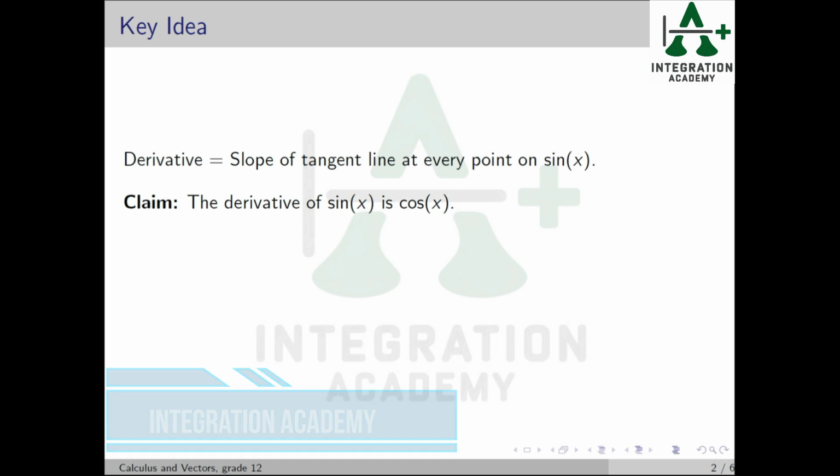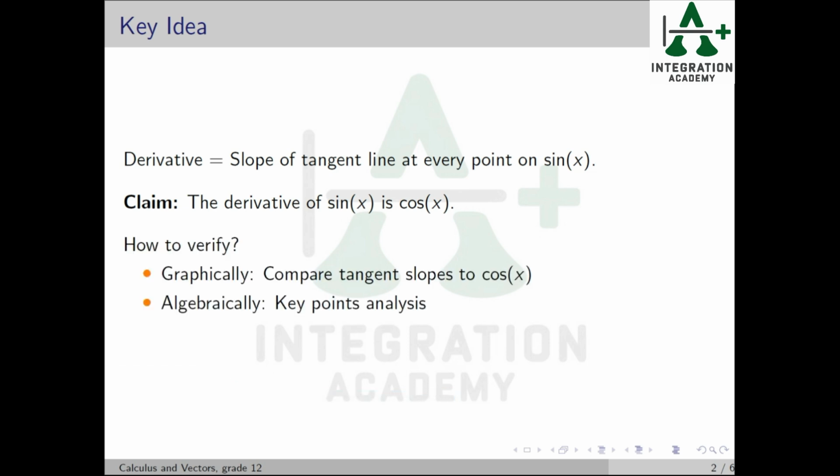How can we verify this? First, graphically, by comparing the slopes of sine's tangents to the cosine curve. Second, by checking key points algebraically. Let's watch the graphic animation.